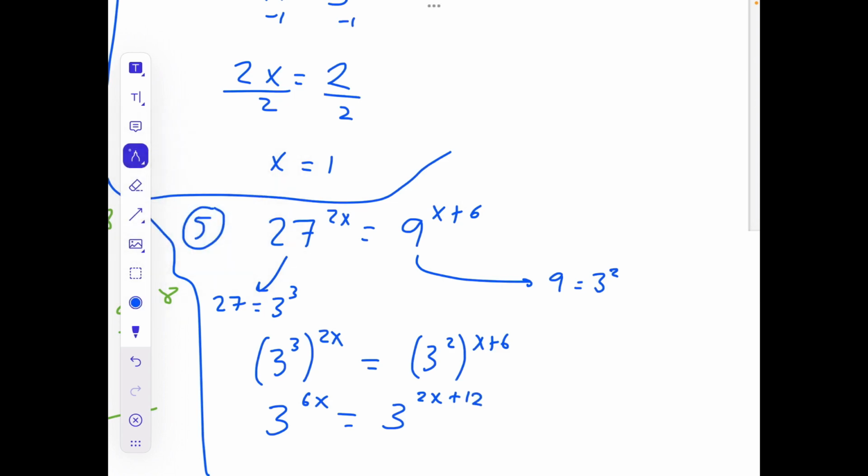Now I have the bases the same, the brackets are gone, so we can just let the powers equal to each other. So it'll be 6x is equal to 2x plus 12.